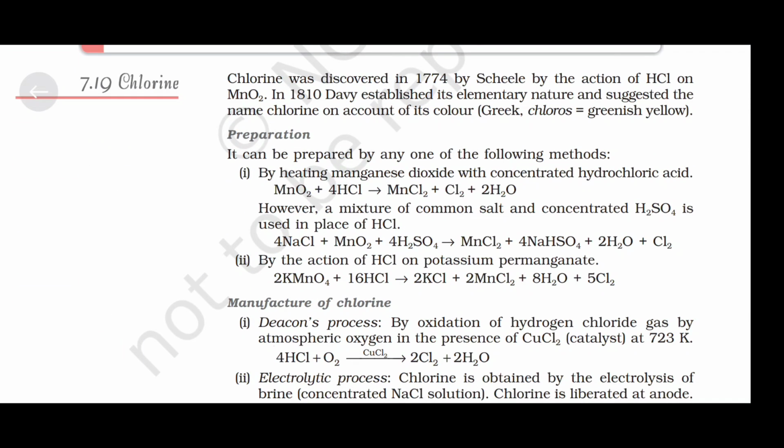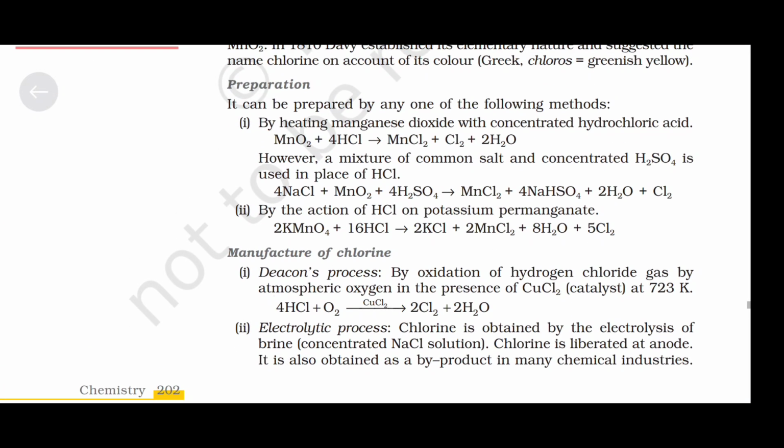Chlorine. Chlorine was discovered in 1774 by Scheele by the action of hydrochloric acid on MnO2. In 1810, Davy established its elementary nature and suggested the name chlorine on account of its color. Chloris means greenish yellow. Preparation.